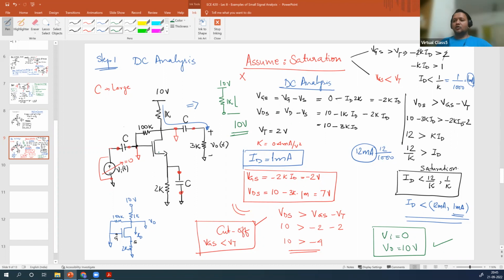Understood? How do you replace this value? Why did this VGS become negative? VGS became negative because here there was 0 volt, here there was 2 volt. So the effective resistance became negative. What is the way to fix it? This is called biasing a circuit.